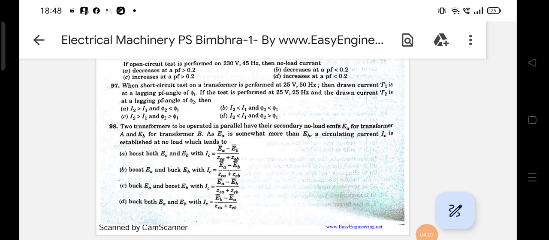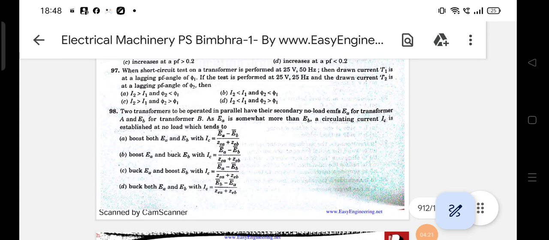Next question. Two transformers to be operated in parallel have their secondary no load EMFs EA for transformer A and EB for transformer B, as EA is somewhat more than EB. A circulating current IC is established at no load which tends to... that means EA is greater than EB, right?